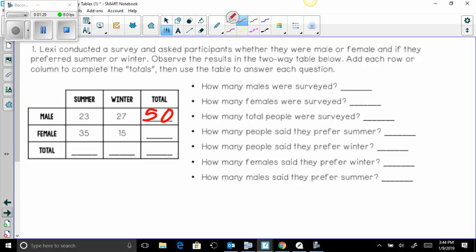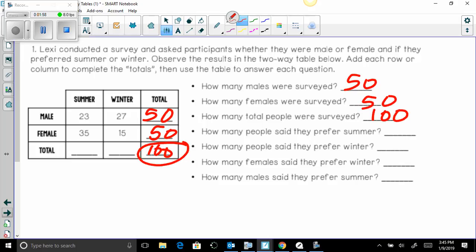50. 35 females preferred summer, and 15 females preferred winter. That's a total of 50 females. How many total people were surveyed? Altogether, how many people were surveyed? If I surveyed 50 males and 50 females, that is 100. So the total of people surveyed goes in the bottom right corner.